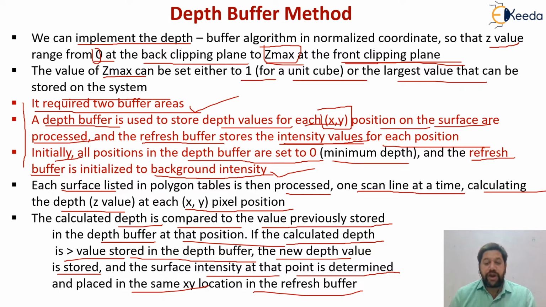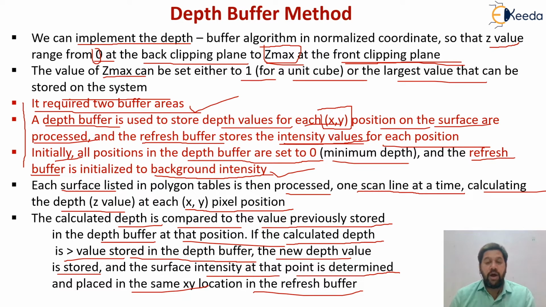But now suppose while processing the second surface or the second object, I found that the object, which has the red color, has a z value greater than 10. Suppose its value is 12. So the already stored value is now 10, and the new value is 12. So what is going to happen? I'm going to store the z maximum value.